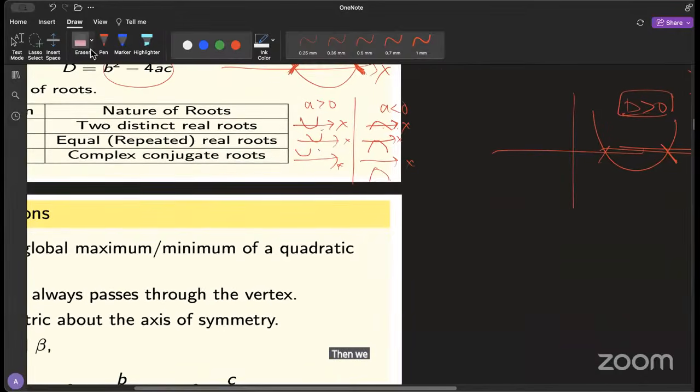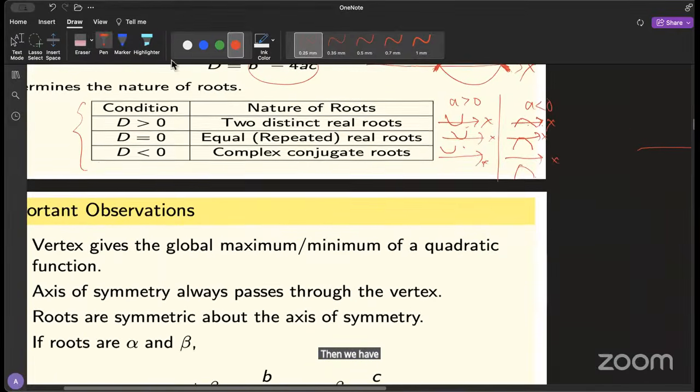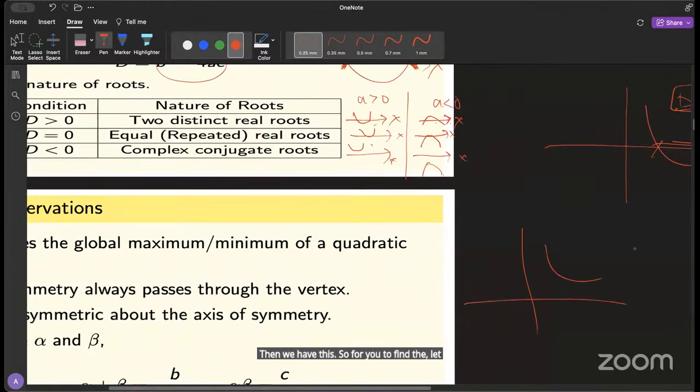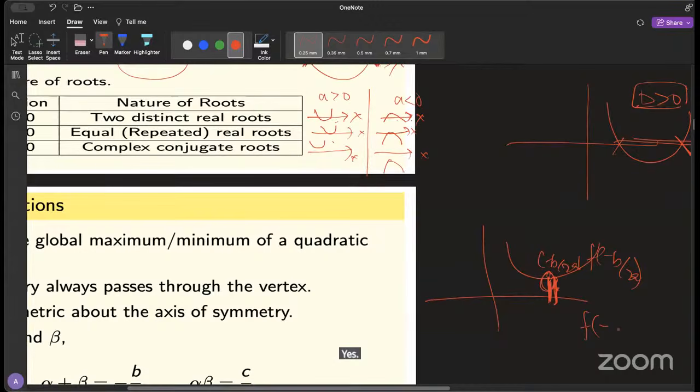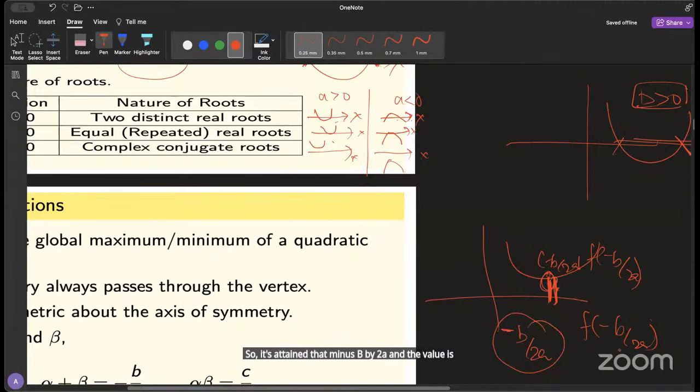Then we have this. So to find the minimum, let's say this is your parabola, then you're going to have a minimum here, right? This height is the minimum value, right? And what's this height? This point is minus b by 2a, comma f of minus b by 2a. So the height is f of minus b by 2a. So the minimum value for this curve will be f of minus b by 2a. It's attained at minus b by 2a, and the value is f of minus b by 2a.